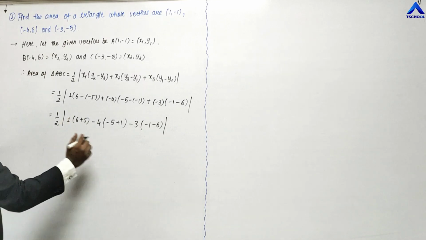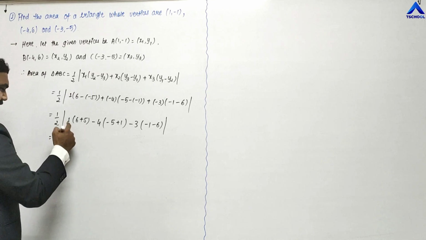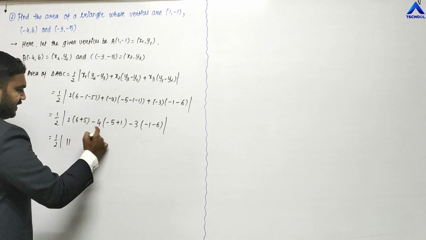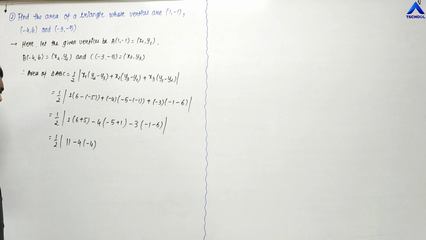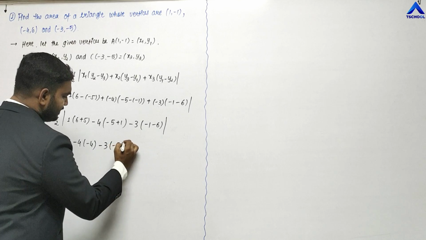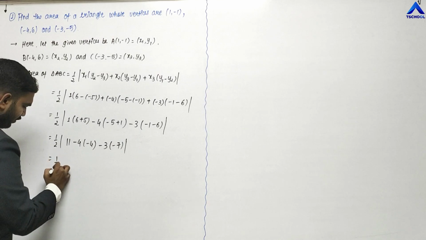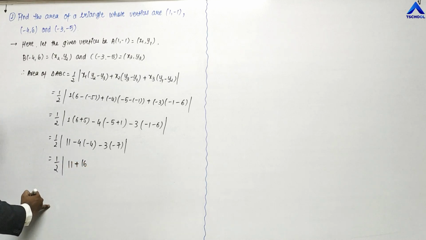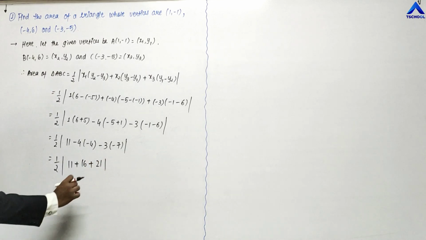Now we shall simply add them. That is 1 by 2 modulus of 6 plus 5 is 11, 11 into 1 is also 11; minus 4 into minus 5 plus 1, that is minus 4; then minus 3, and minus 1 minus 6 is minus 7. Is it clear? So that equals 1 upon 2 modulus of 11 minus minus, plus 4 into 4 is 16. Again minus minus is plus, 7 into 3 is 21.